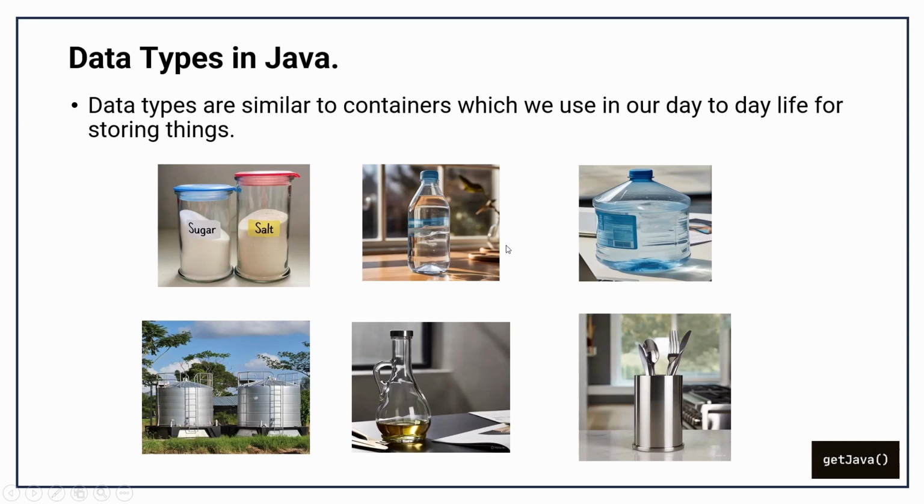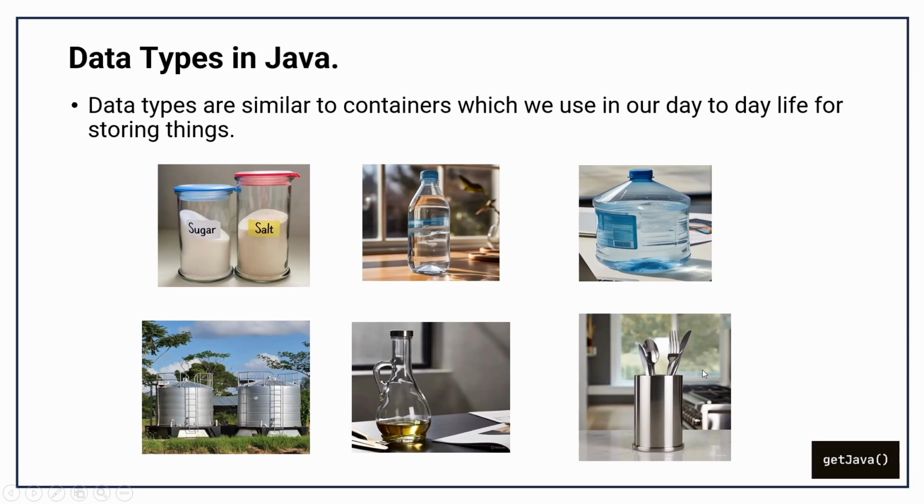For example, if you want to store salt or sugar, we have jars like this. For storing water, we have water bottles present like this. If you want to store more water for water filters, we have water jars available like this. For household activity, if you want to store water, we have water tankers available. For storing oil, we have containers like this, and for storing cutlery, we have something like this. So the point is we have different types of containers available for storing different items.